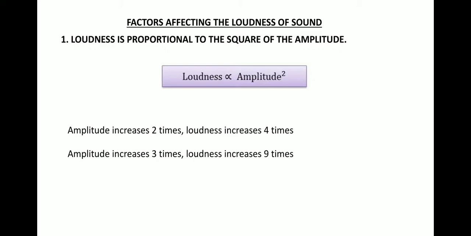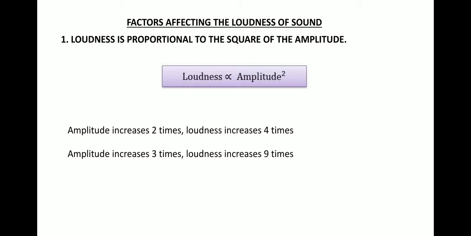Similarly, if you decrease the amplitude, then the decrease in loudness also follows the square of the amplitude. For example, if you decrease the amplitude by 2 times, then the loudness is decreased by 4 times. Similarly, if the amplitude is decreased by 3 times, then the loudness is decreased by 9 times.